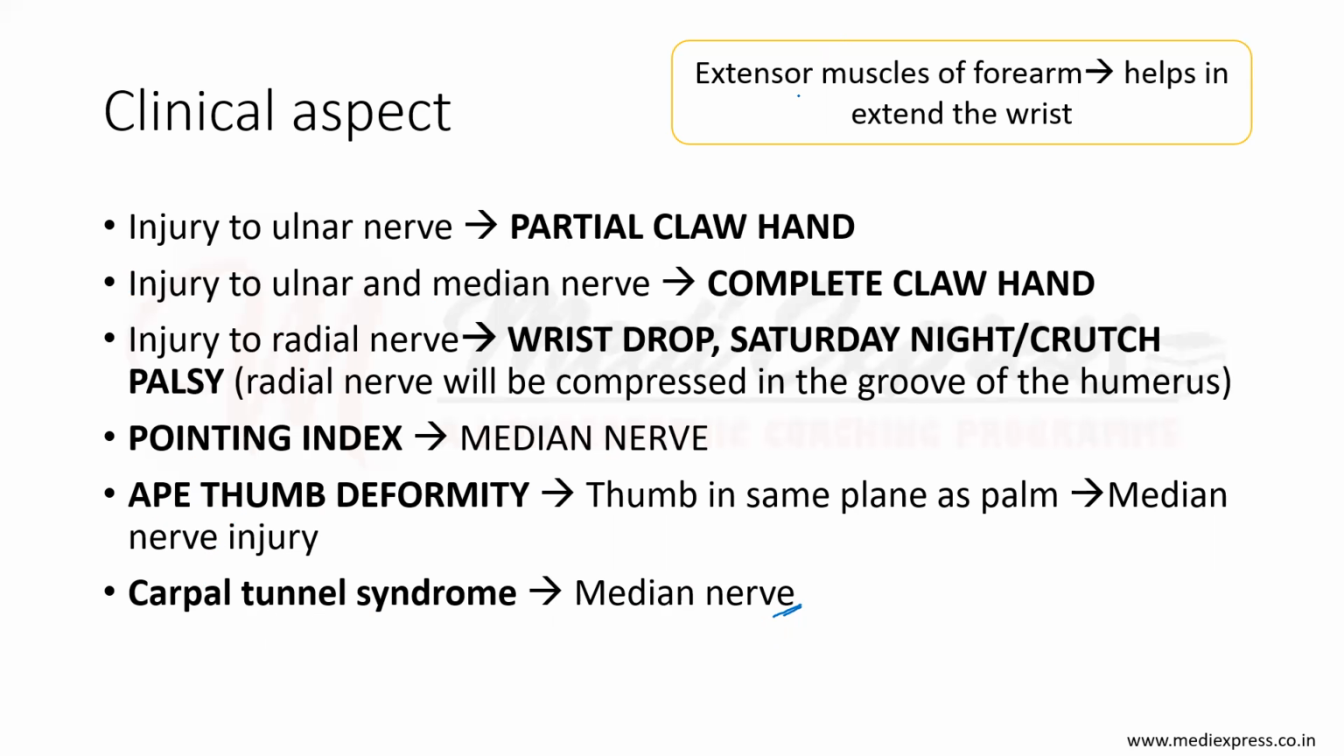Now remember, extensor muscles of the forearm help in extending the wrist. Extensor muscles of the forearm help in extending the wrist. This is regarding the relation of the muscles of the forearm with that of the wrist. So this much you have to remember.